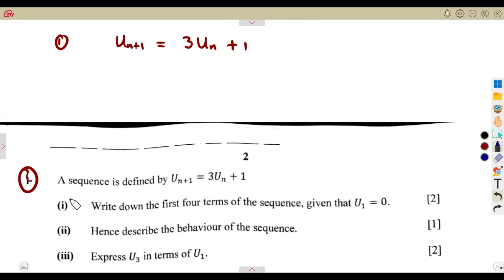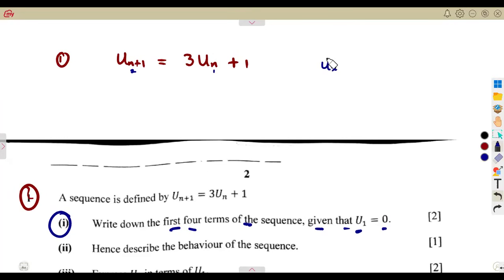So we are given here: write down the first 4 terms of the sequence, given that u1 is equal to 0. So you just play around, same way that I was saying. If this is 1, then that will be 1 plus 1, which is 2, so you're going to find u2. Originally you are given u1 equal to 0. So what is going to be the value of u2? As we saw, if this is u2, this will be u1.